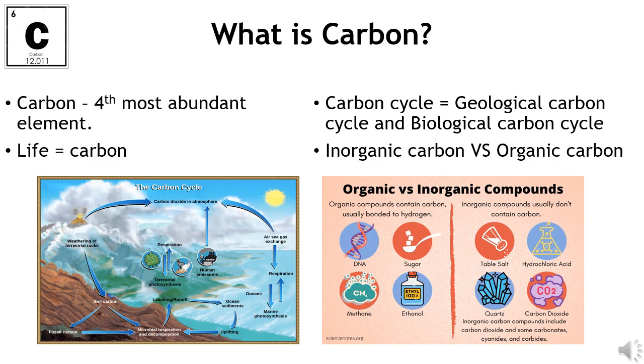Inorganic carbon is extracted from ores and minerals. Inorganic compounds include calcium carbonate, graphite, and carbon dioxide. Organic carbon is isolated from living organisms and include compounds such as alcohols, methane, sugar, and DNA.